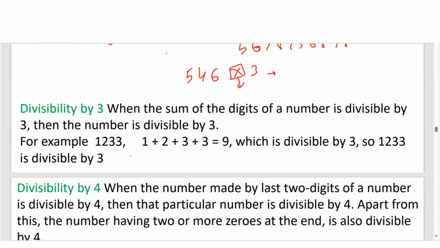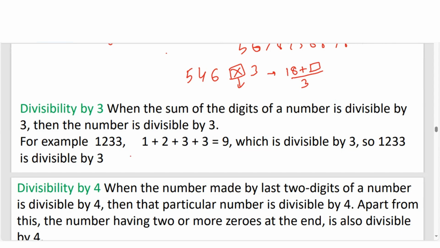So the trick is, just add the digits. 5 plus 4 is 9, 9 plus 6 is 15, 15 plus 3 is 18. So the sum of the known digits is 18, but this digit is not known. So suppose the digit is blank, and that number should be divisible by 3. So we are checking for the least number. My question is, what is the least number?